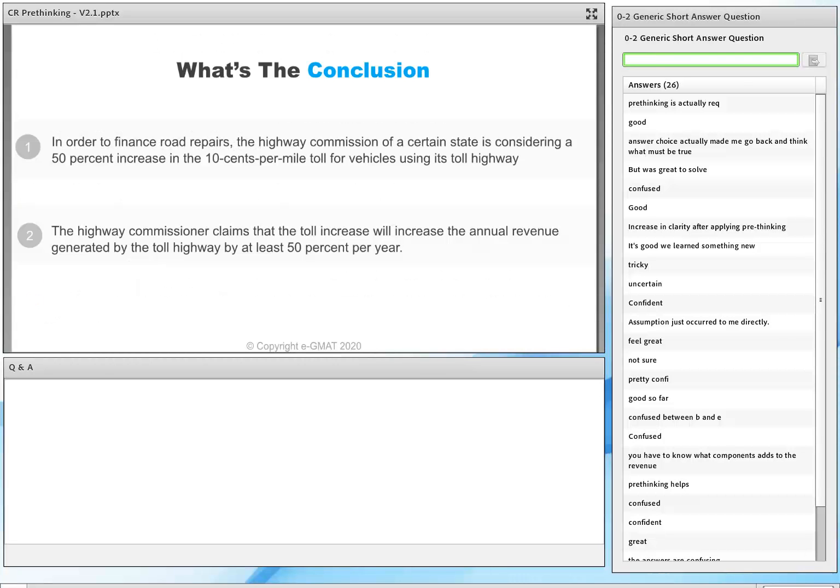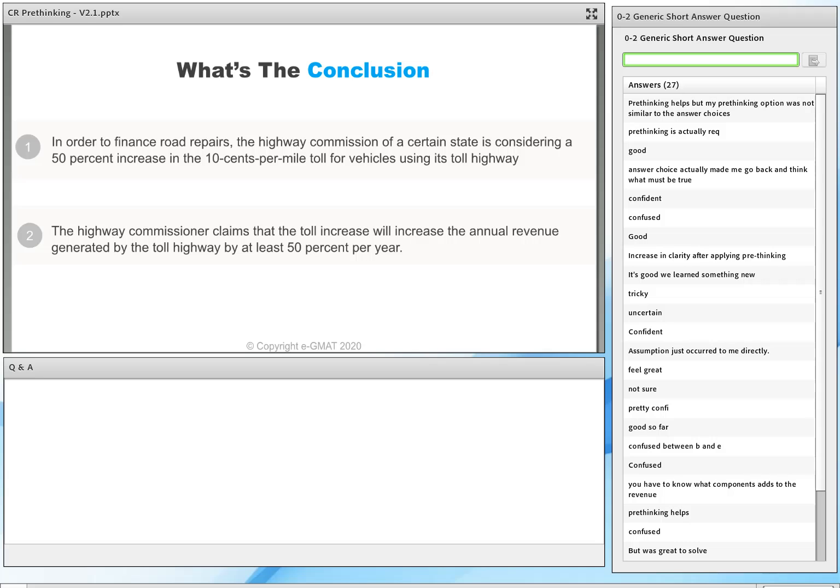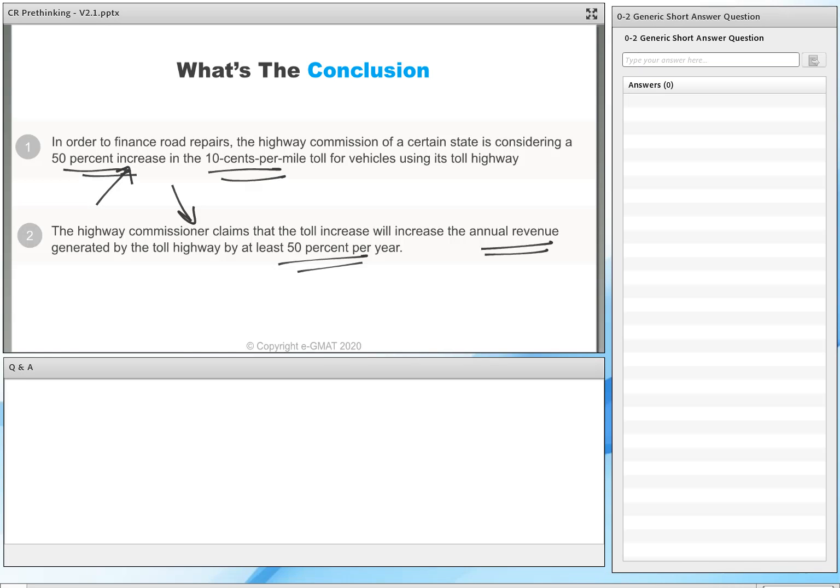Okay, so let's look at this. What's going on? We want to finance road repairs, and to finance road repairs, we are looking at a 50% increase in the toll, and the toll currently is 10 cents per mile. There's this guy called the Highway Commissioner. He says if we increase that toll by 50% from 10 cents per mile, it'll increase the annual revenue generated by the toll highway by at least 50% per year. Okay, that's what he's saying.